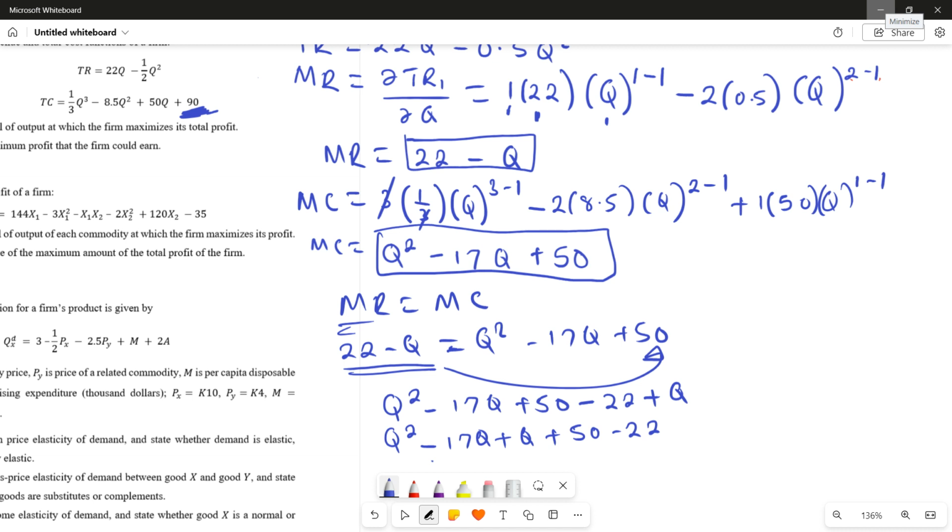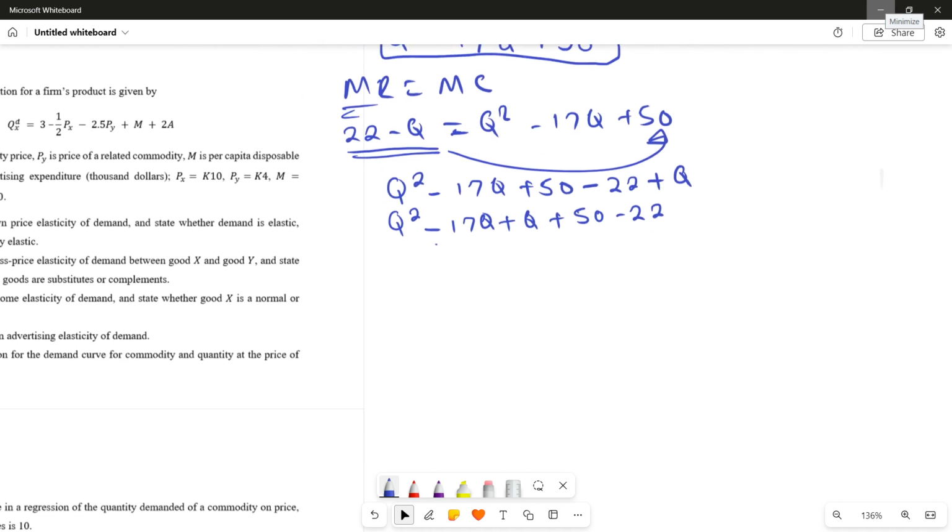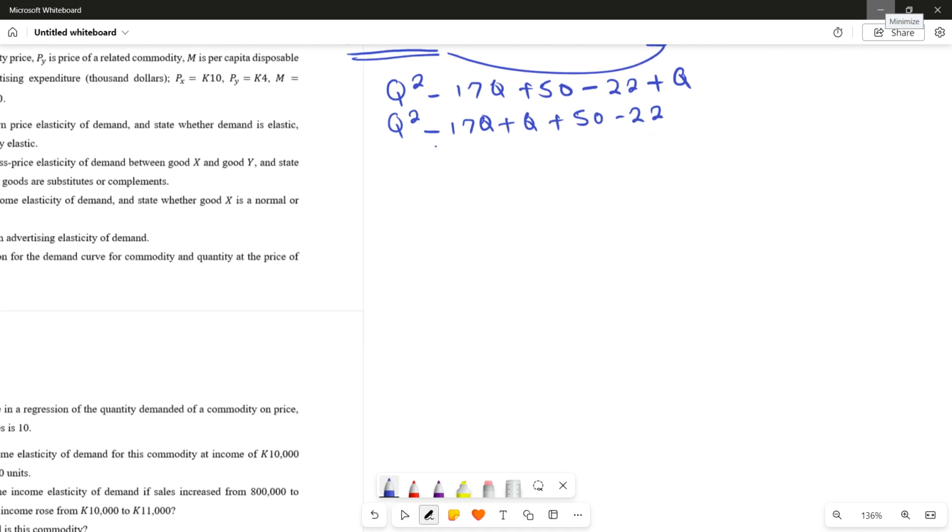What we are doing there is just putting them close to each other so that we can easily simplify. Great. So this will just be q squared minus, now negative 17q plus q, the answer is just minus 16q, like that. Then the other part is 50 less 22, which will be positive 28. Now this is equal to 0.